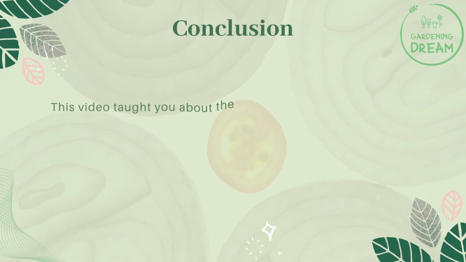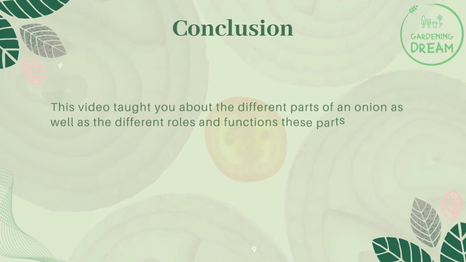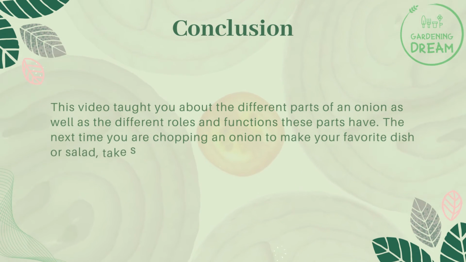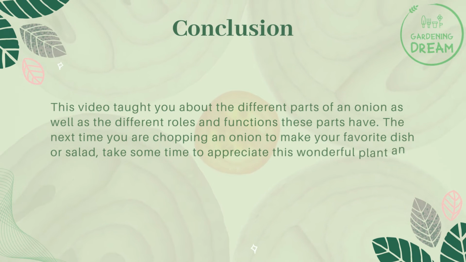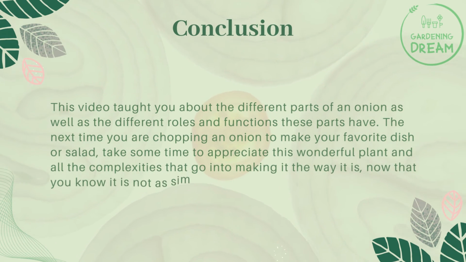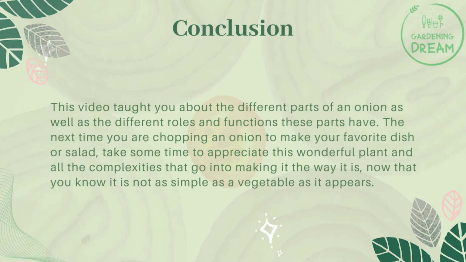Conclusion. This video taught you about the different parts of an onion as well as the different roles and functions these parts have. The next time you are chopping an onion to make your favorite dish or salad, take some time to appreciate this wonderful plant and all the complexities that go into making it the way it is, now that you know it is not as simple a vegetable as it appears.